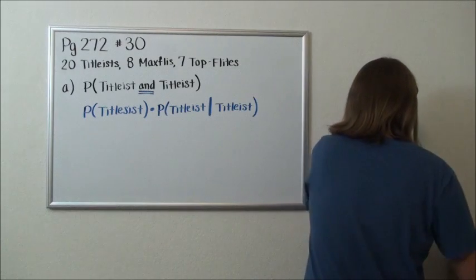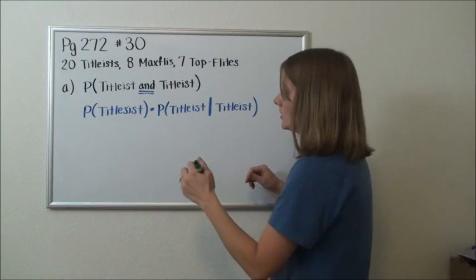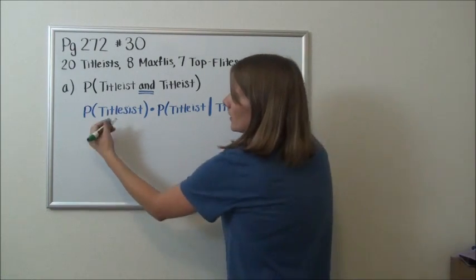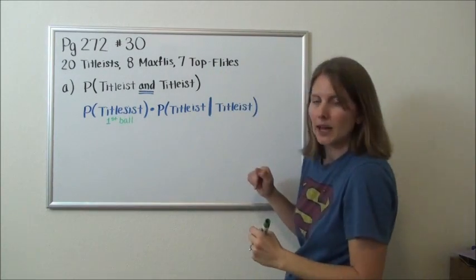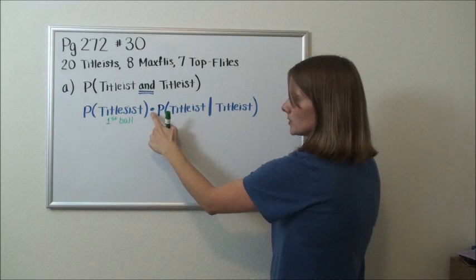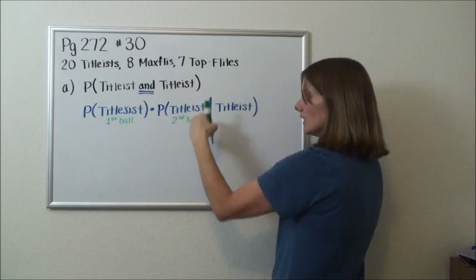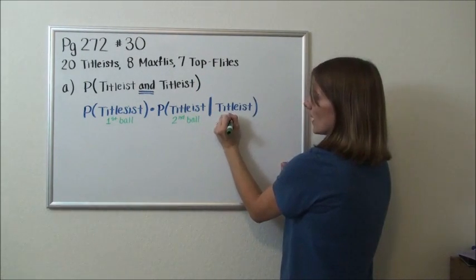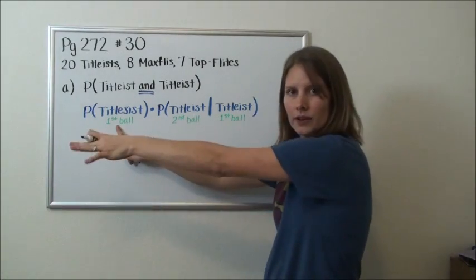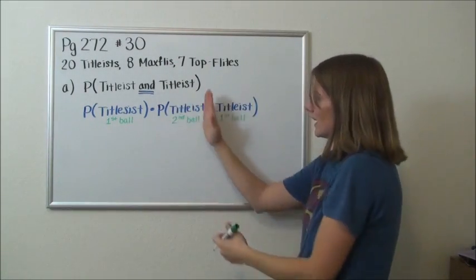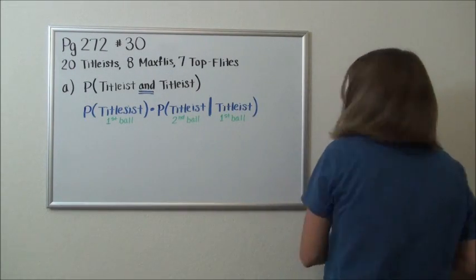This is where the notation can get a little confusing when you go back to look at it. Here's how I would read it for myself. This is the first ball that I grab out of the bag. It happens to be a Titleist. That's always the first guy. And now I'm multiplying it by the probability that the second ball I grab is also a Titleist, given that the first ball I grabbed out of the bag was a Titleist to begin with. So the first ball is always the first one you mention, and then here's the second one, given that the first one was the Titleist. Now let's go and look at the probabilities.